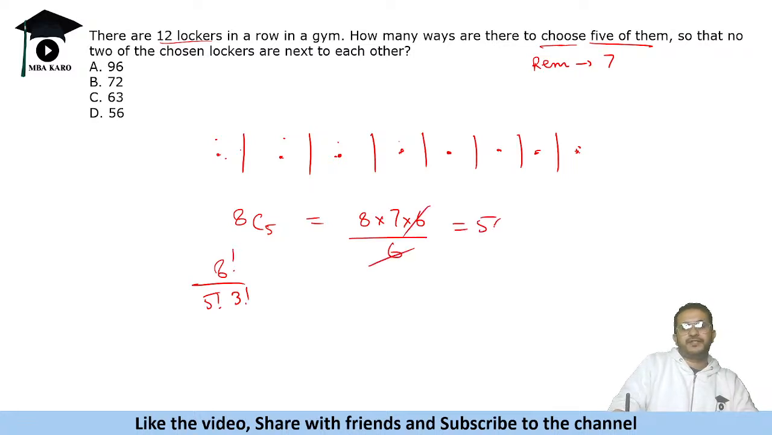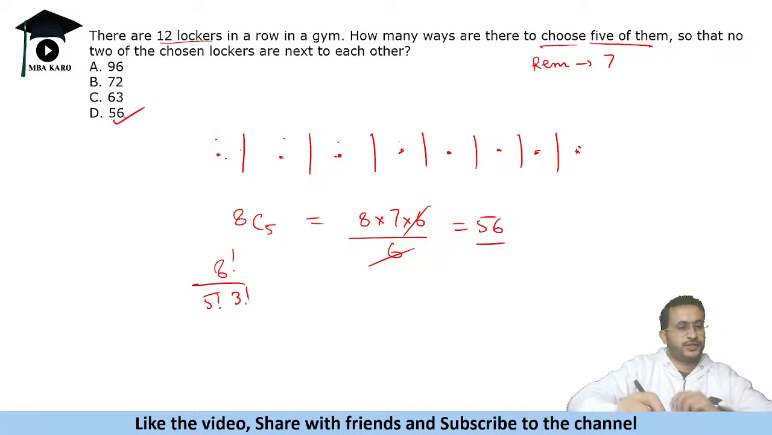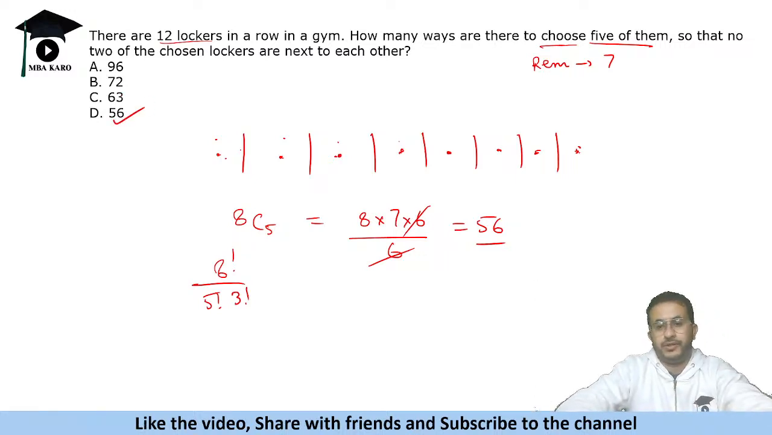This is 56 ways of choosing the lockers. Okay, standard problem on separation in combinations.